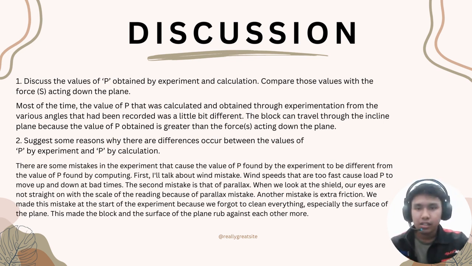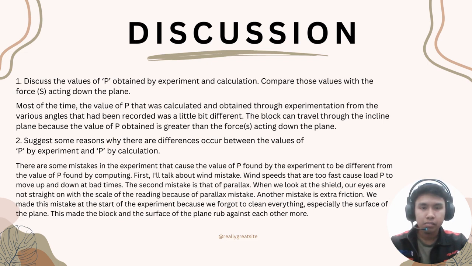Discussion number 1: discuss the value of P obtained by experiment and calculation, and compare those values with the force acting down the plane. Most of the time, the value of P calculated and the value obtained through experimentation at various angles were a little bit different. The block can travel up the inclined plane because the value of P obtained is greater than the force acting down the plane.